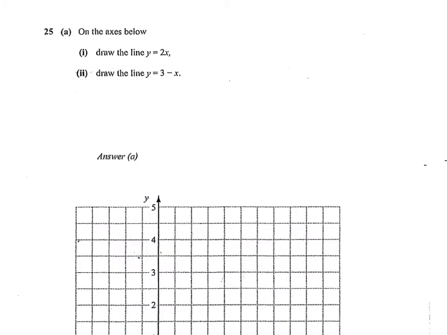Next question. Now 25, on the axis below, draw the line y equals 2x. How do I draw a line? How many points do I need to draw a line? Technically, when I want to draw a line, I need at least 3 points. So 2 points to plot and draw, then 1 point to at least check.